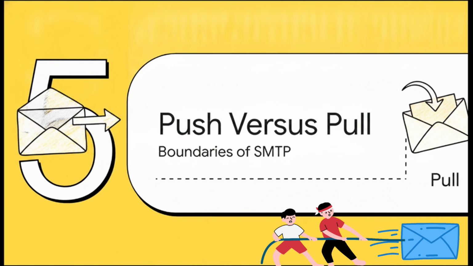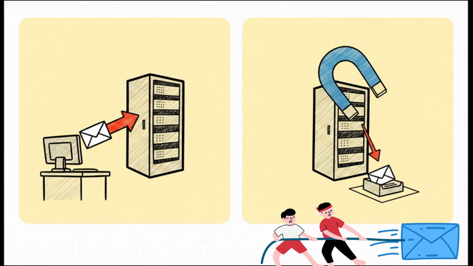Let's wrap up the technical side with Section 5, Push versus Pull, the boundaries of SMTP. To really establish the boundaries of what SMTP does, we have to understand that it only handles one half of the email equation. SMTP is strictly a push protocol. It is exclusively used to send messages out, from your client to your server, and then from your server to the recipient server. But what happens when you want to read an email someone sent to you? Well, that's where entirely different protocols step in. Protocols like POP3 or IMAP are required to essentially pull those messages down from your receiving server into your email client so you can actually read them. So just remember, SMTP pushes out while POP3 and IMAP pull down.